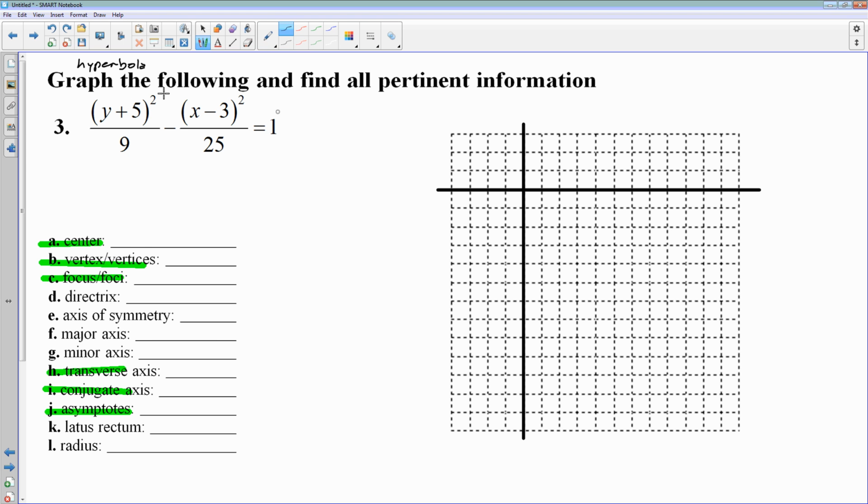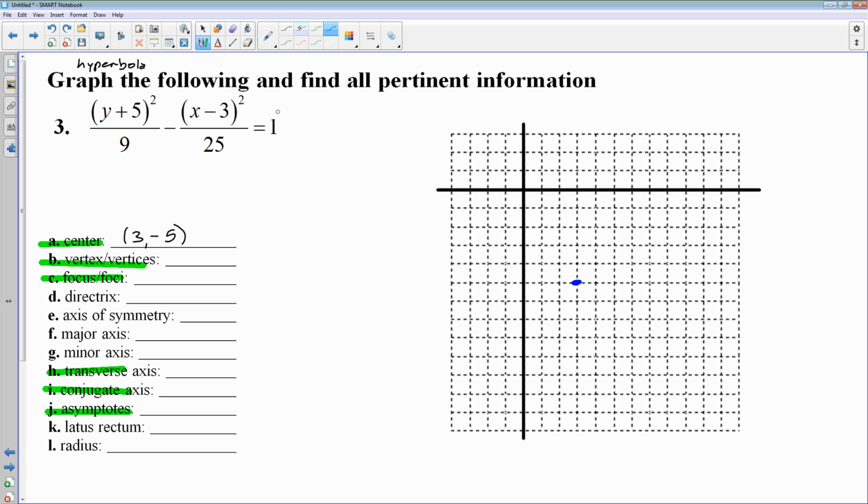Now, remember, the number with x is negative 3. That means this x coordinate of my center will be 3. y plus 5 means the y coordinate is negative 5. So I'm going to start by plotting the point 3, then 1, 2, 3, 4, 5 down. There's the center for this hyperbola.